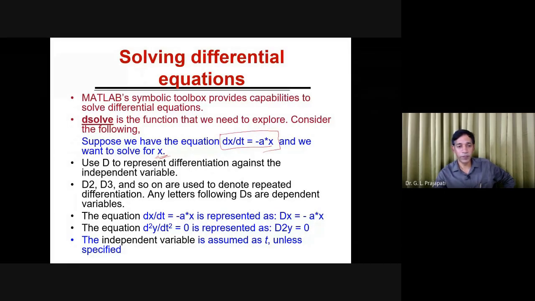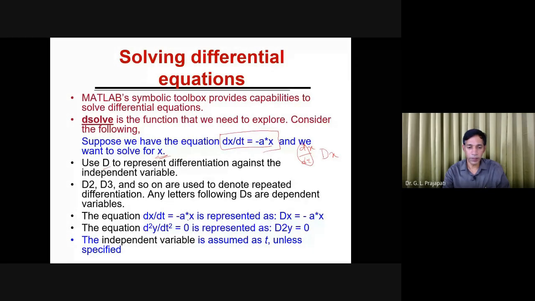For solving the differential equation, we need some notation here. You will see that d denotes d by d, just like in this case, dx. Here you have written dx upon dt. So this d by dt we are denoting by writing capital D, and then the variable name, dx. So you can see like this: dx by dt is equal to minus a times x.